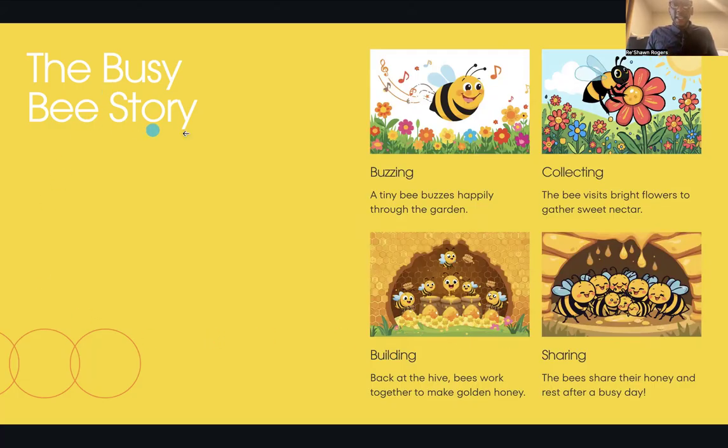The Busy Bee Story. Buzzing. A tiny bee buzzes happily through the garden. I see a picture of a bee. He looks happy because he has a smile on his face. I see musical notes that represent his buzzing. And I see a garden.